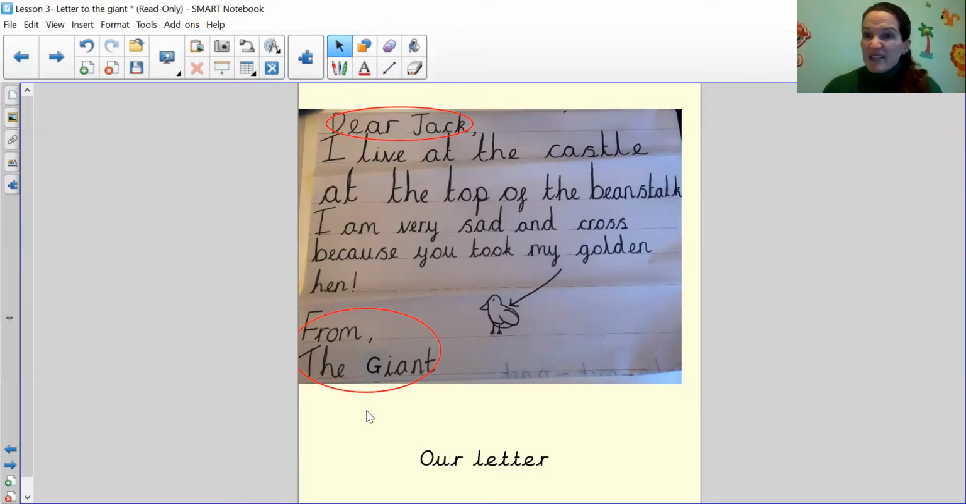We might be explaining something. So let's look at this letter. I live at the castle at the top of the beanstalk, and I'm very sad and cross because you took my golden hen. Do you think we should write Jack a letter back to the giant? So our objective today is I can write a letter to the giant. So let's do one together first, okay?